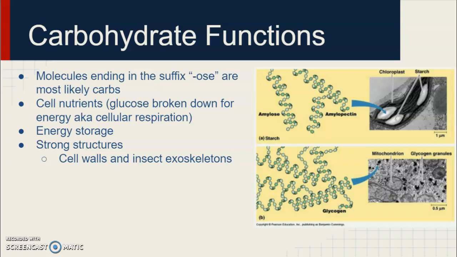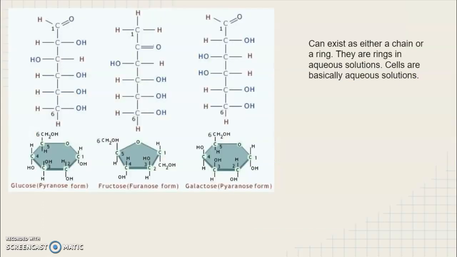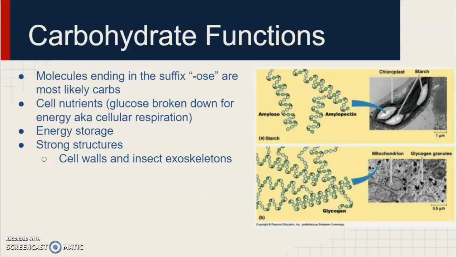You get energy from sugar. We all know this. And so our cell is going to use this as its main form of nutrient. Glucose is going to be your cell's main energy source. If you see something that ends in -ose, that's usually a carb, right? Glucose, fructose, galactose, all carbohydrates. In addition to being energy storage and giving us nutrients, it also provides structure. Things like cell walls and exoskeletons are primarily carbohydrate based.